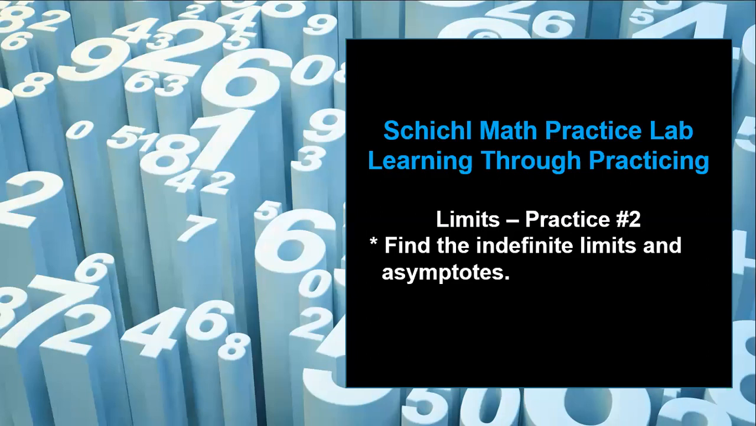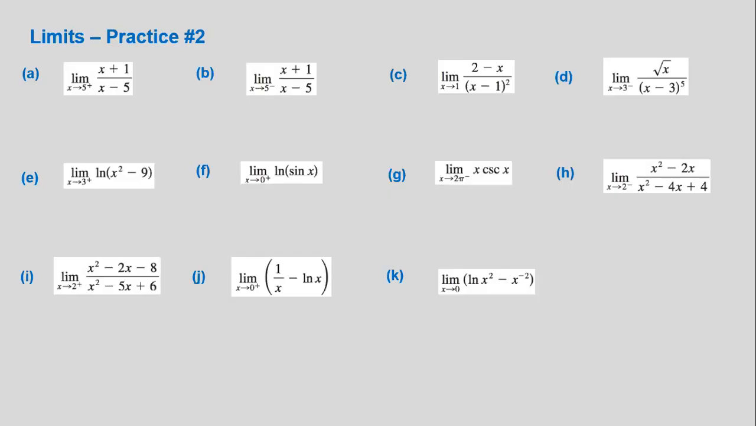So today we are going to work on the limits unit again, on practice set number 2. In this practice set, we're going to talk about how to find the indefinite limits and the associated asymptotes. We have a total of 11 problems to work on, and they are pretty simple problems. I just want to give you some idea how to find the indefinite limits. That means, if your limit is going to infinity or does not exist, how do we find it?